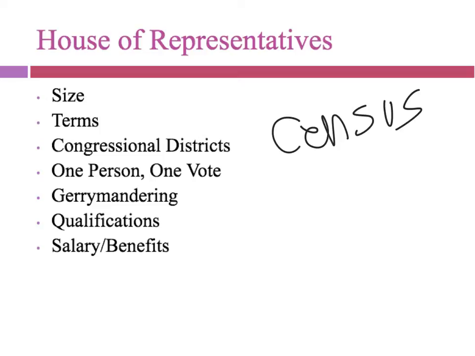Moving on. Terms. Representatives only serve 2-year terms. That's it. However, if a representative dies or resigns before the end of the term, the governor of the representative's state must call a special election to fill the seat. Otherwise, it's every 2 years we vote for our representatives.